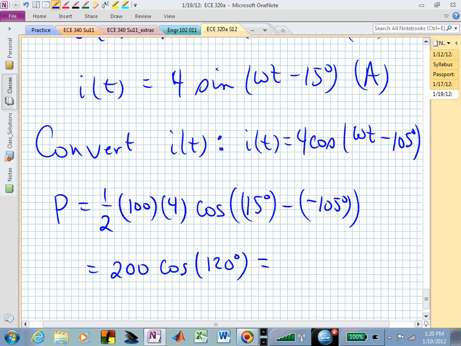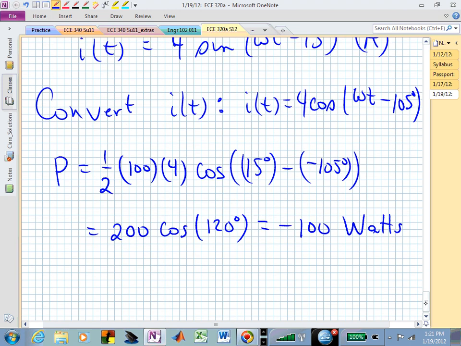And that actually ends up being minus 1/2, so that I now have minus 100 watts. Minus 100 watts absorbed, right? By the convention, we had our current going into the plus terminal. So this is minus 100 watts absorbed, which really means this element is supplying 100 watts of real power.